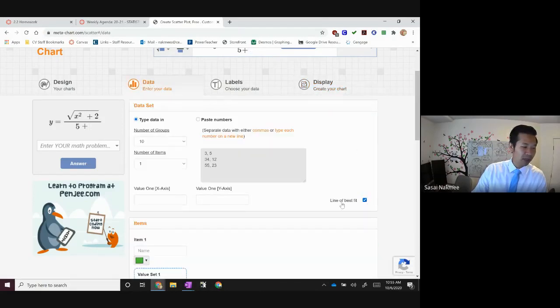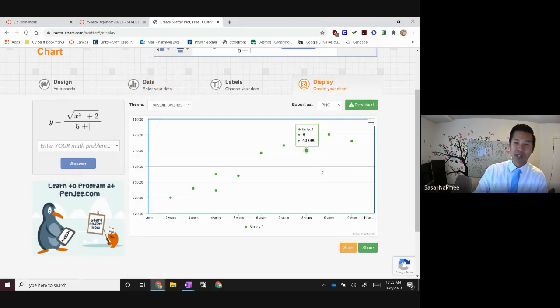If you don't want this line, go back to data on the tab here, and you see this little check right here. It says line of best fit. Just click on it, and the line of best fit will go away, and you'll have your scatter plot by itself if you just want that. If you guys want to, you can take a screenshot of this. This is something that's going to go into your notes. I'm going to put it in my notes as well.